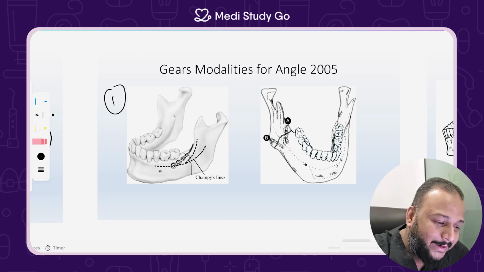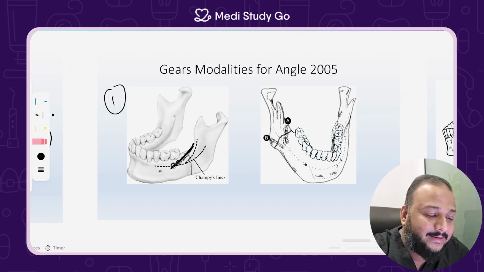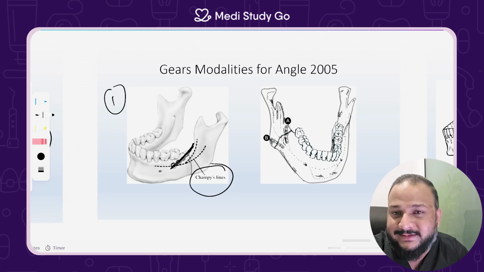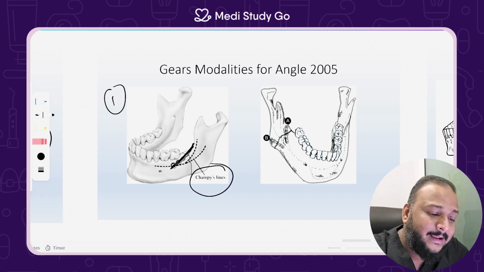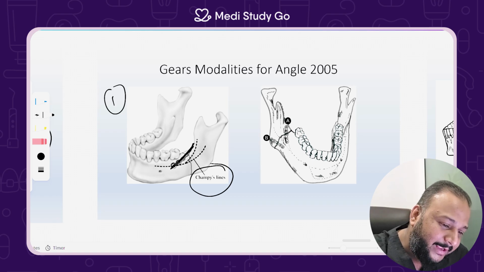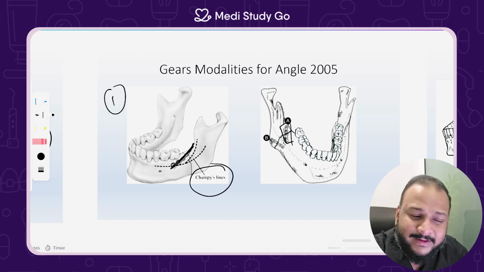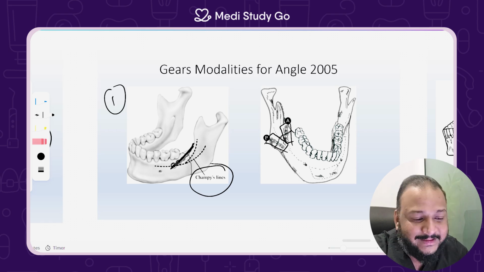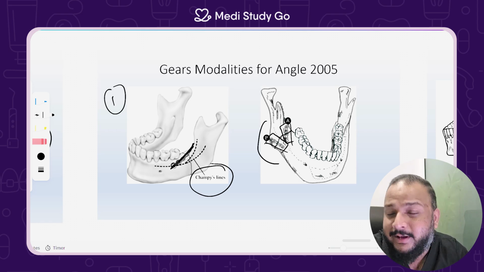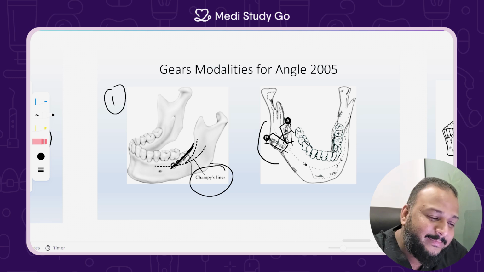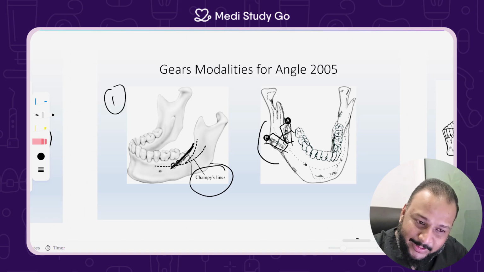Modality number 1: plating the angle along the external and the internal oblique ridge, which are the Champy's lines. Second modality: an intraoral approach to plate the internal oblique and the external oblique ridge, and an extraoral approach, which could be a periangular approach or a submandibular approach, to plate the inferior border of the mandible. That is modality number 2.